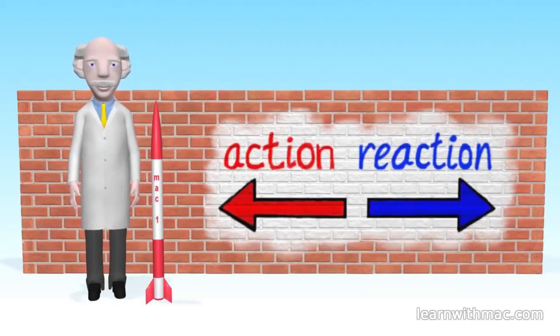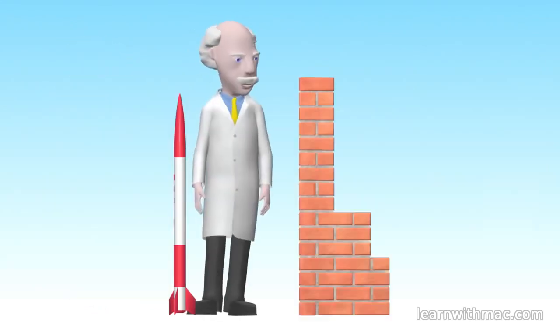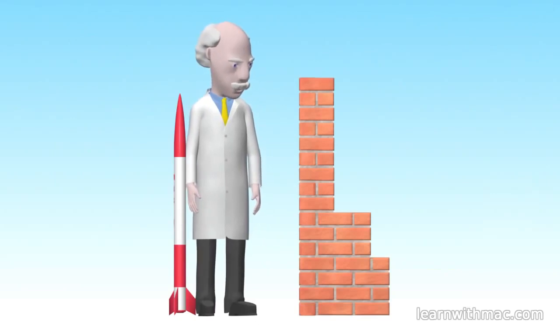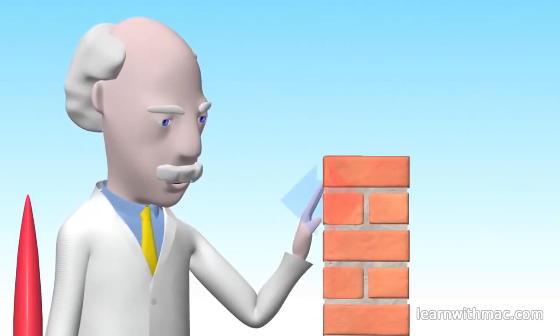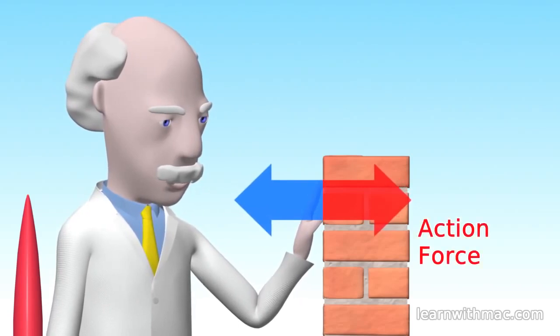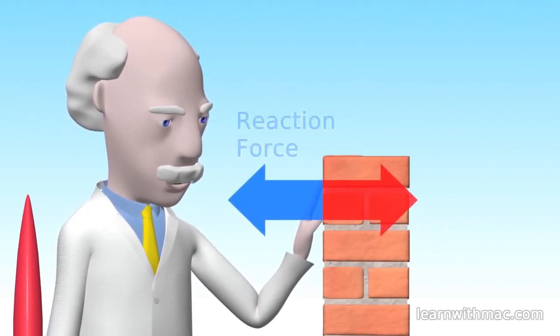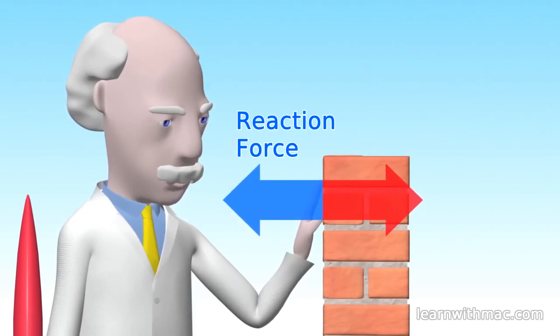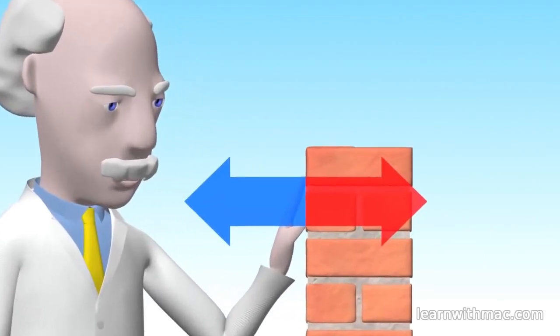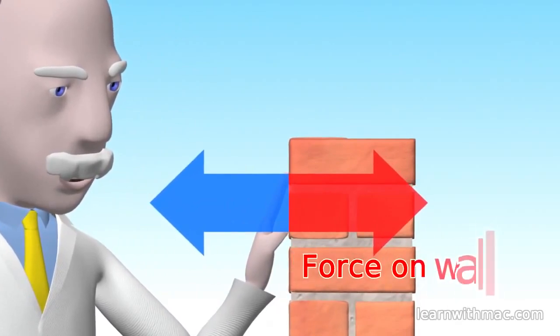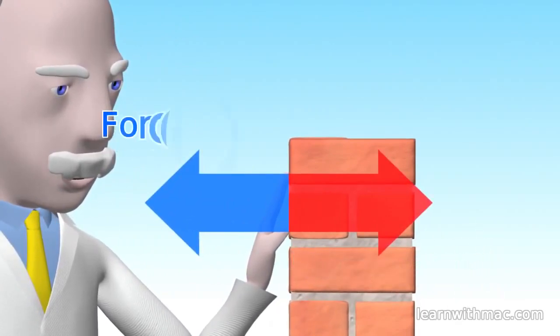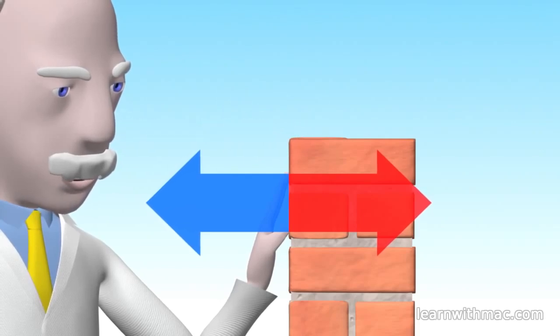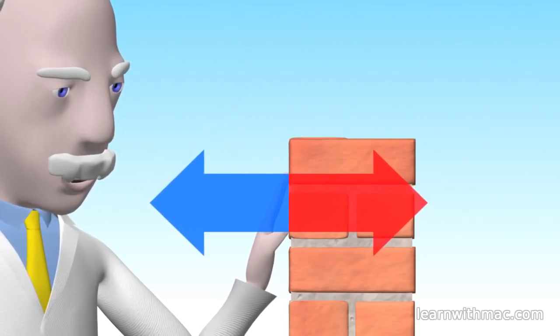Now it is easy to get confused about the law, but there is a key element to focus on which will make it easier to understand. Let me show you. We have here a wall. When I push on the wall, applying an action force on the wall, this results in a reaction force applied to me from the wall. Now look carefully. Can you see that the action force is applied to the wall and the reaction force is applied to me? It is important to understand this.